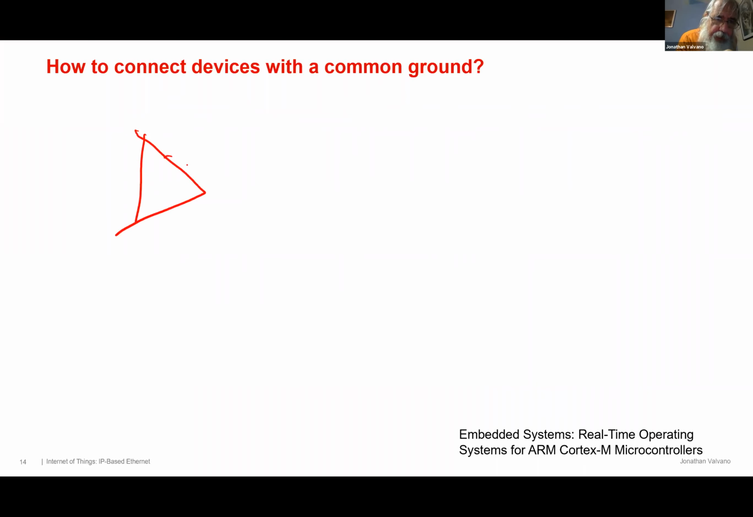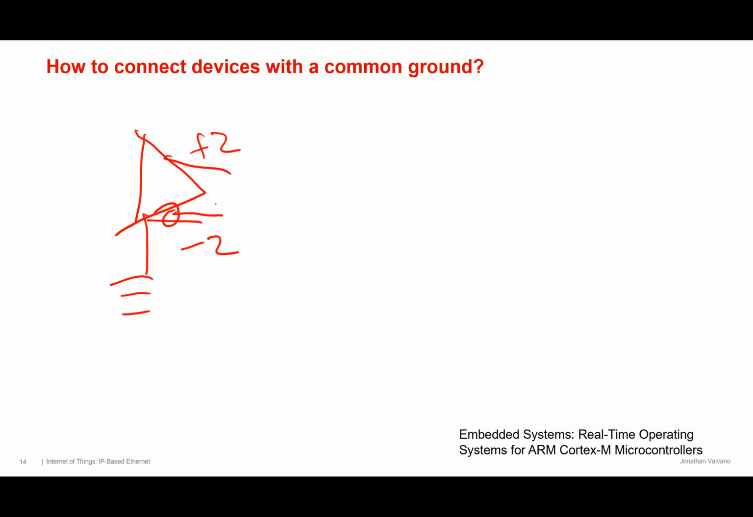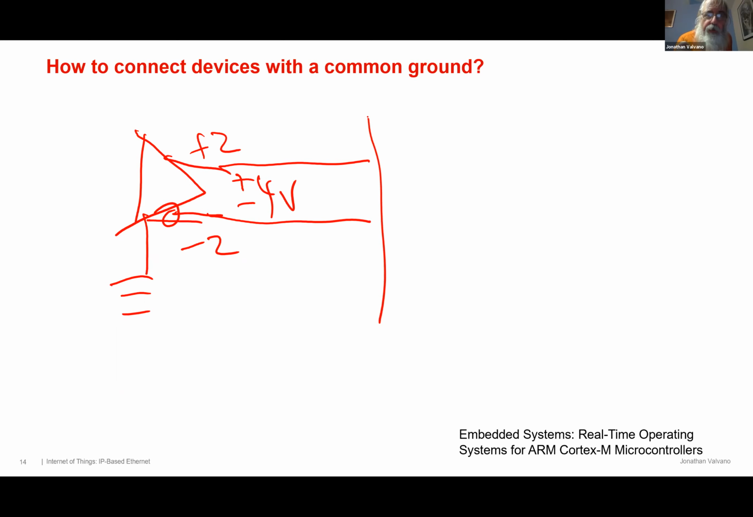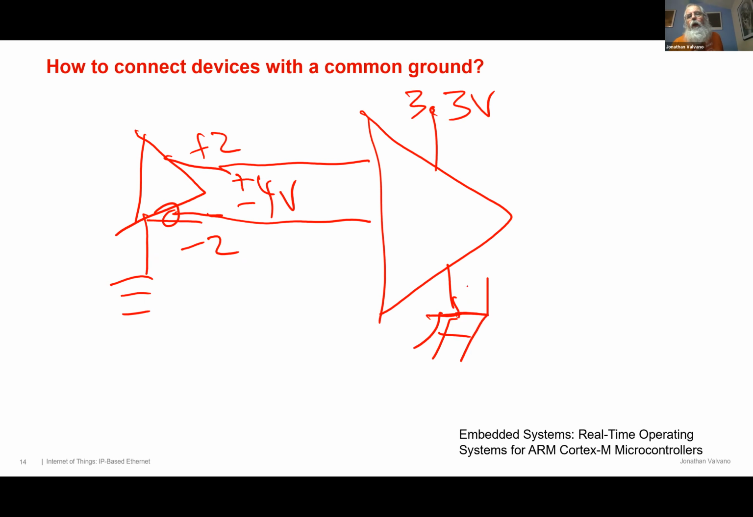Okay, so you've got a differential driver here, right? So this is, say, plus 2 volts, minus 2 volts relative to this ground. Are you with me? That's a differential driver. So you have a 4 volt differential output, measured across the 2 wires. This guy has a power supply of 3.3 volts and a ground. Let me just draw a different ground. And this is an actual chip. All right, you with me?